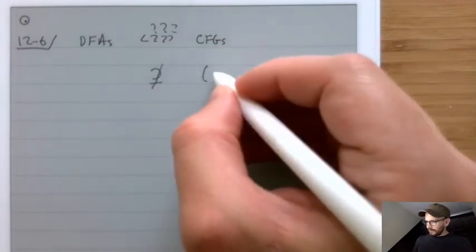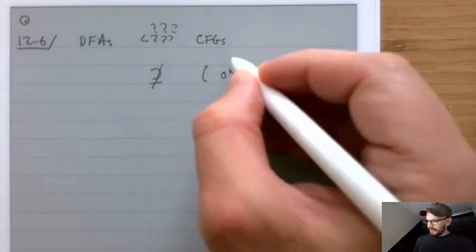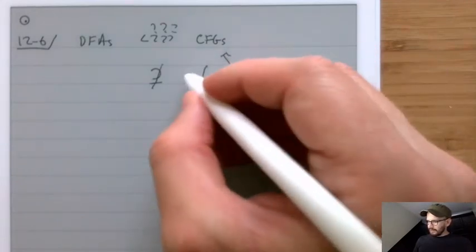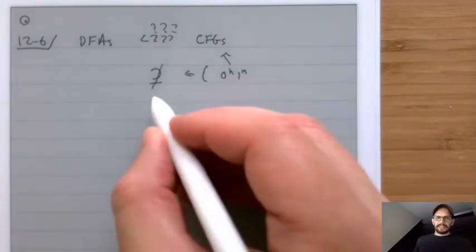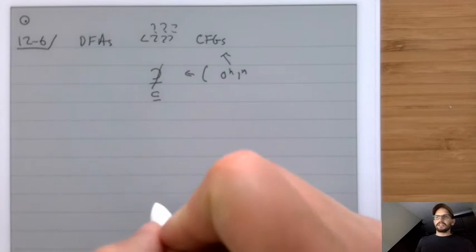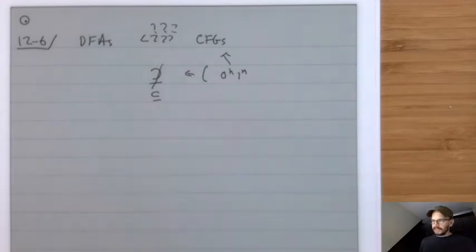For example, we know that 0^n 1^n is inside of context-free grammars, but not inside of DFAs. But what about in the other direction? Is everything inside of a DFA inside of a context-free grammar? Well, let's look at a little example.